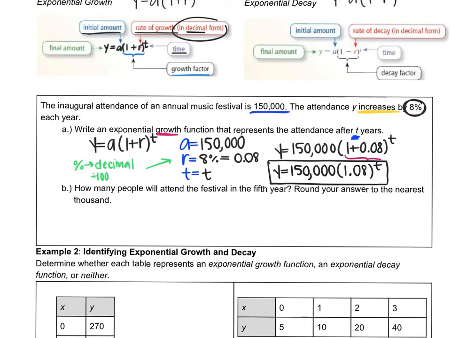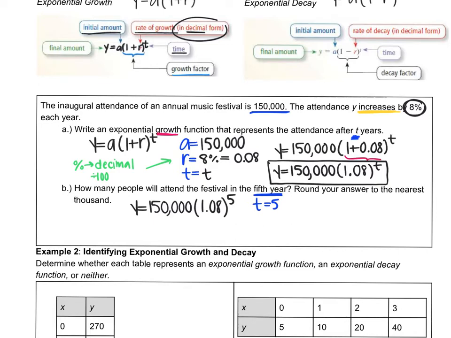So now, in part B, it says how many people will attend the festival in the 5th year. So now we're talking about 5th years. We're talking about t being 5. So I'll use my equation. Y equals 150,000 times 1.08, and t will be 5. So I'll put a 5 up there, and I can solve this.